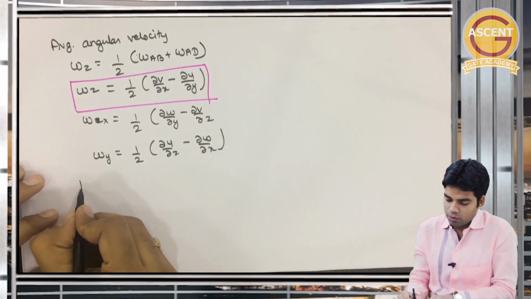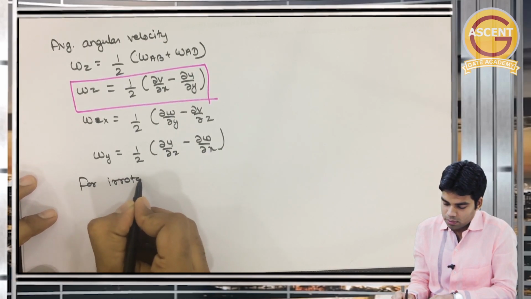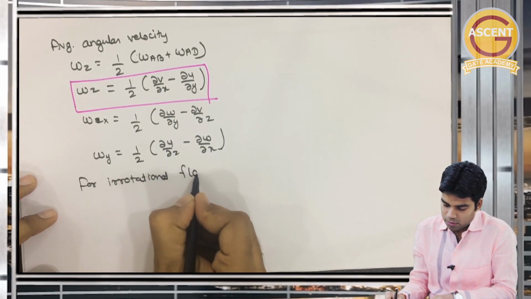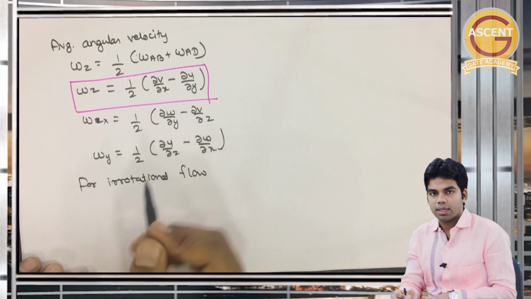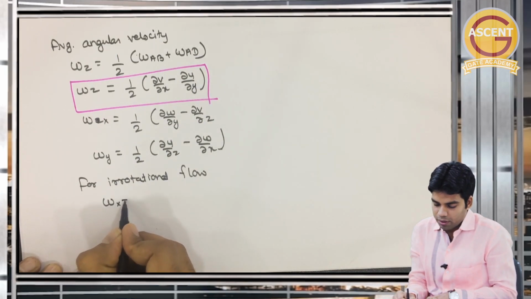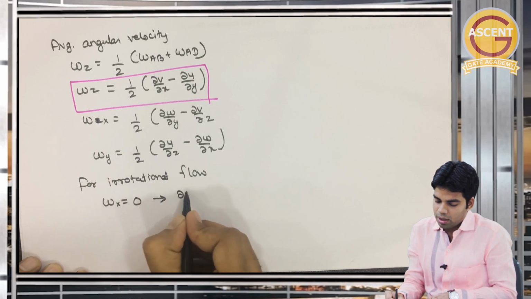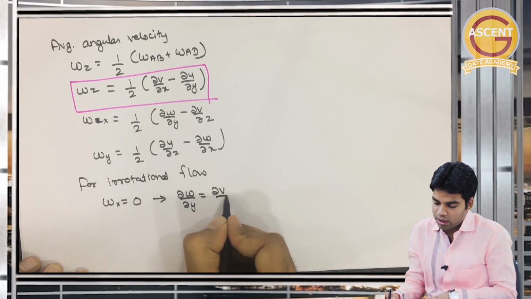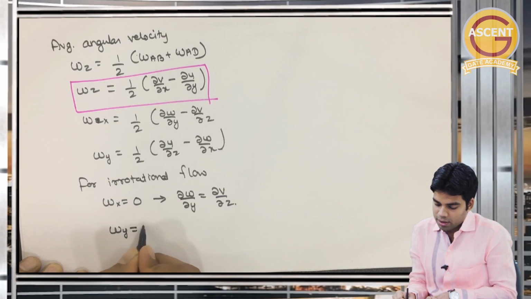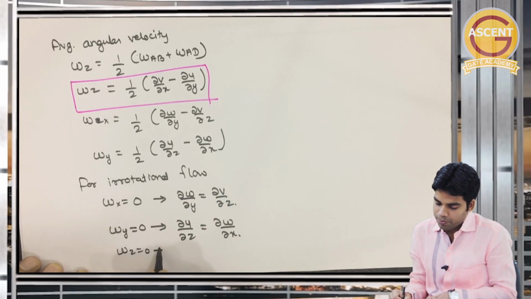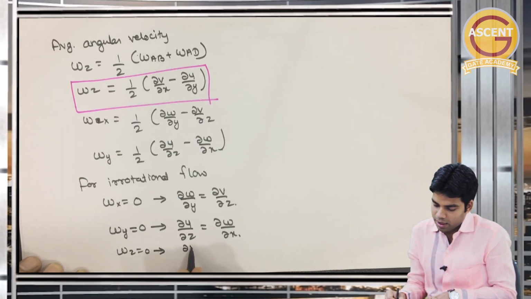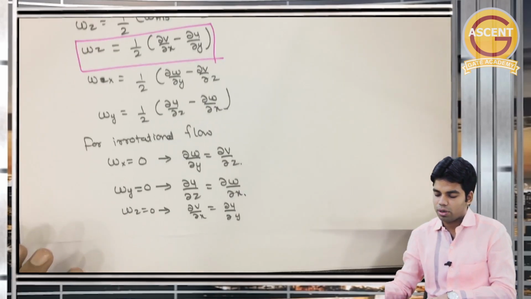Okay, now for irrotational flow, this rotational component and the omega x, omega y and omega z will be equal to 0. If omega x is equal to 0, then you can say del w by del y is equal to del v by del z. If omega y is equal to 0, then del u by del z will be equal to del w by del x, and if omega z is equal to 0, then del v by del x will be equal to del u by del y. Okay, so these are the conditions for irrotational flow.